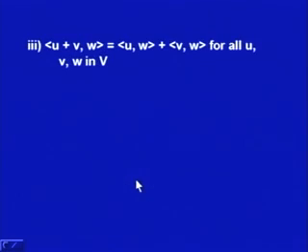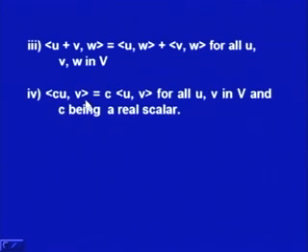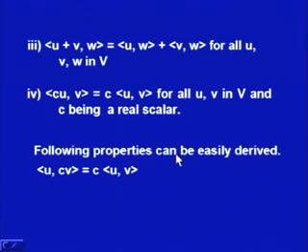According to the third property, the inner product of u plus v comma w is equal to the inner product of u and w plus the inner product of v and w, for all u, v and w in V. And the last one, the inner product of Cu and v is equal to C times the inner product of u comma v, for all u and v in V, and C being a real scalar. So, if it satisfies these properties, then an inner product is defined.